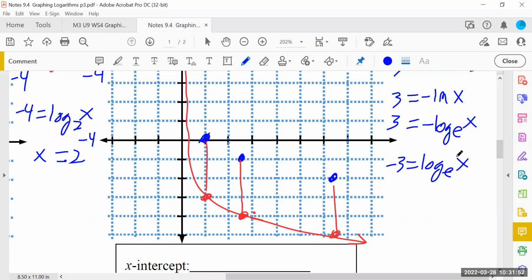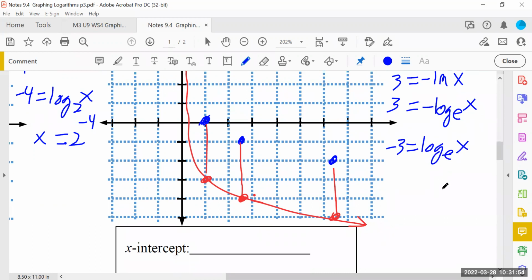And then I can just rewrite it. X is equal to e to the -3rd power. Right? Base comes down. Whatever I was equal to is my exponent. Whatever was inside the log is what I'm equal to. X equals e to the -3rd power. That's my x-intercept right there.